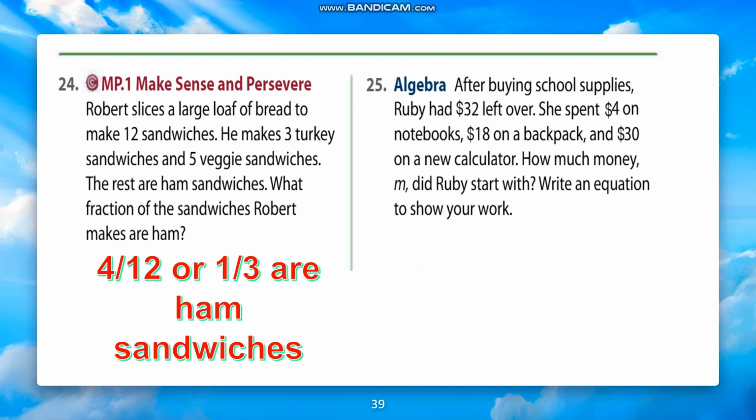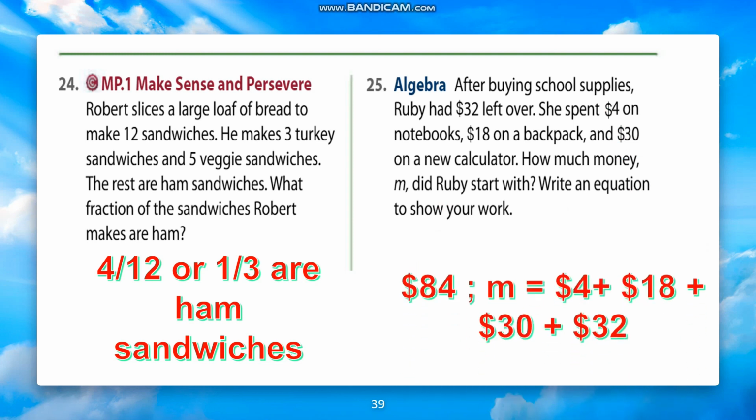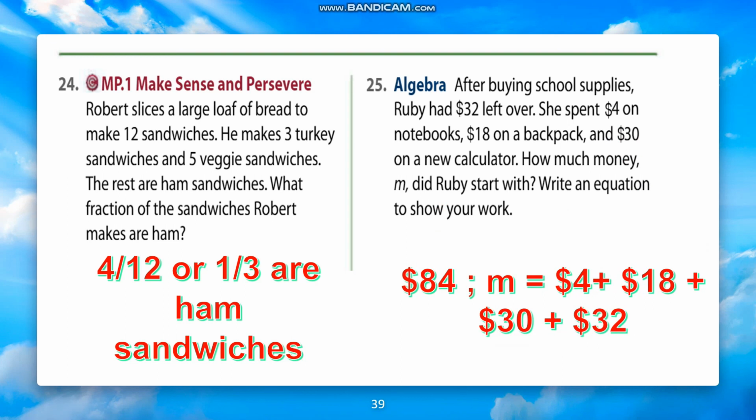25. After buying school supplies, Ruby had $32 left over. She spent $4 on a notebook, $18 on a backpack, and $30 on a new calculator. How much money M did Ruby start with? Write an equation to show your work. So you need to use the letter M as your unknown variable. So the answer is $84, because M is equivalent to 4 plus 18 plus 30 plus 32. So the total is equivalent to 84.